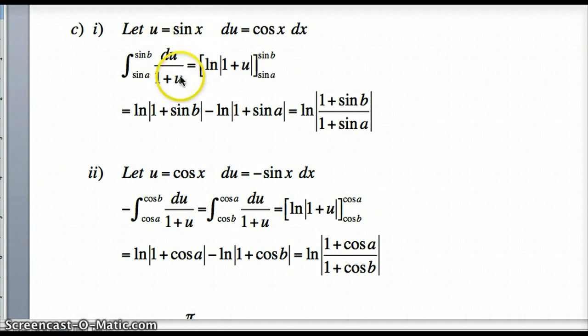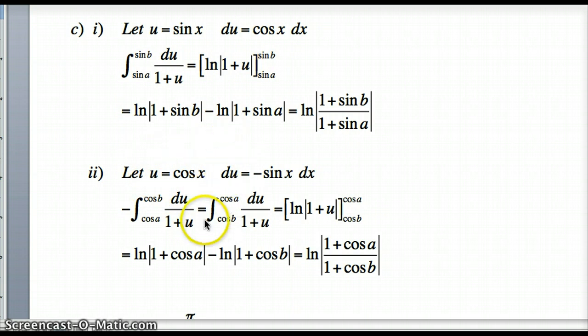You're integrating 1 over a linear function, which just goes to the log base e of the linear function between the two limits. Stick in your limits, the log of 1 plus sine b minus the log of 1 plus sine a, which is the log of 1 plus sine b over 1 plus sine a. The absolute values are just to ensure you don't get a negative.